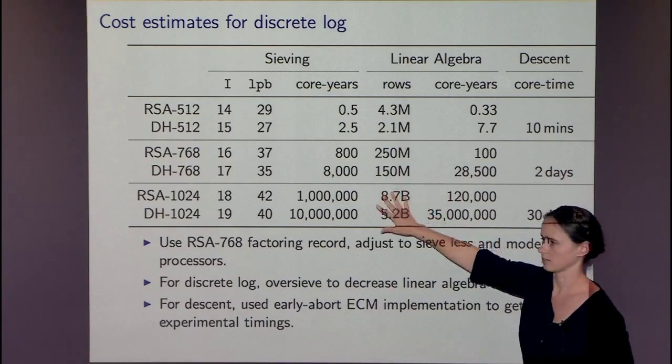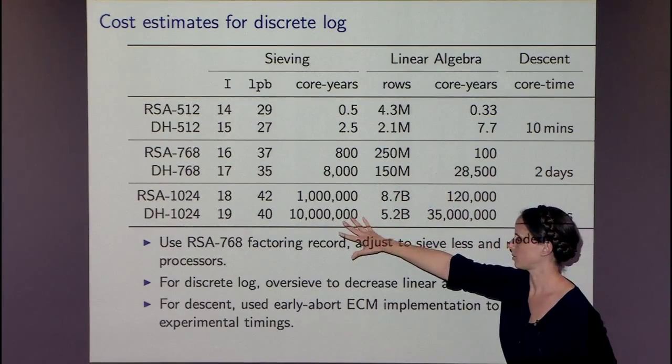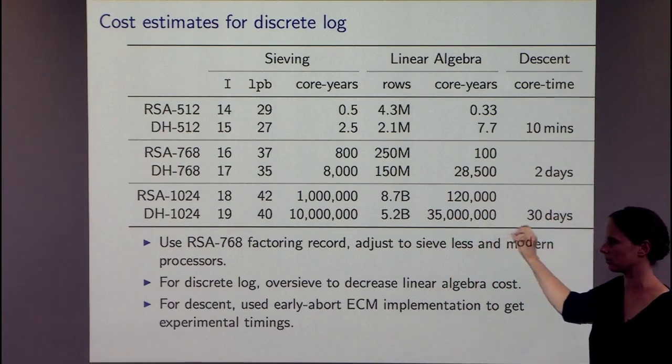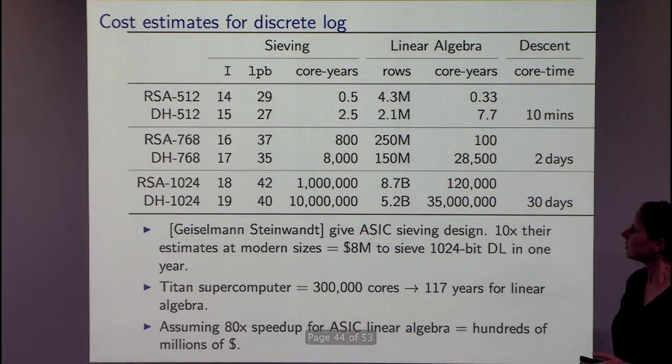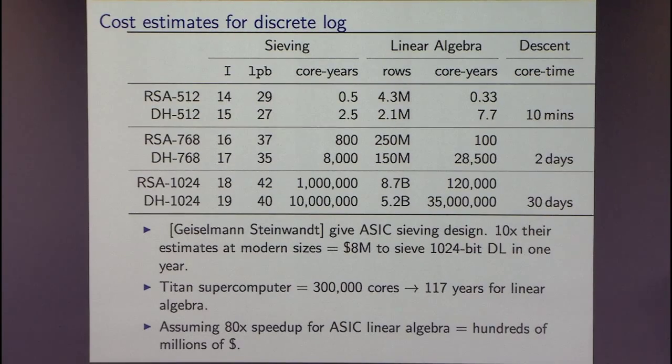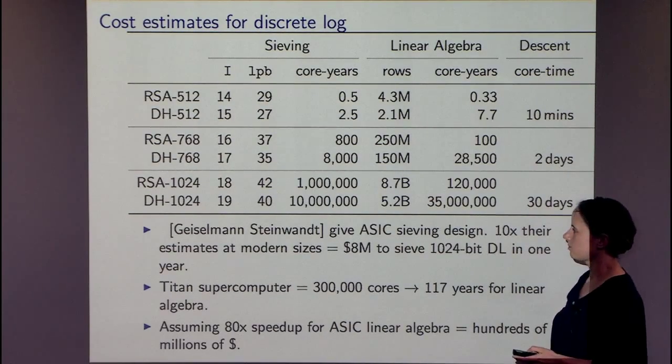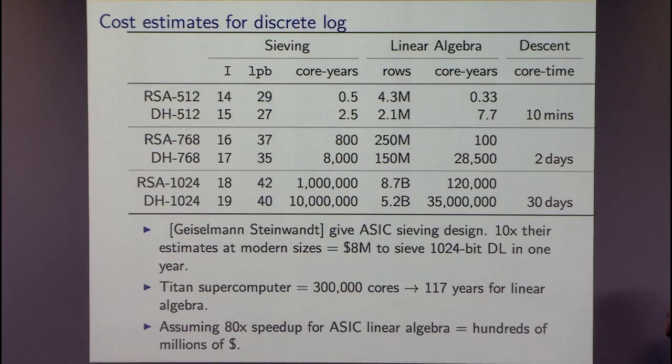So all of these things can be parallelized. This can be parallelized perfectly. This is less so. This is pretty well parallelized. So what does this look like if you have the resources of a government?